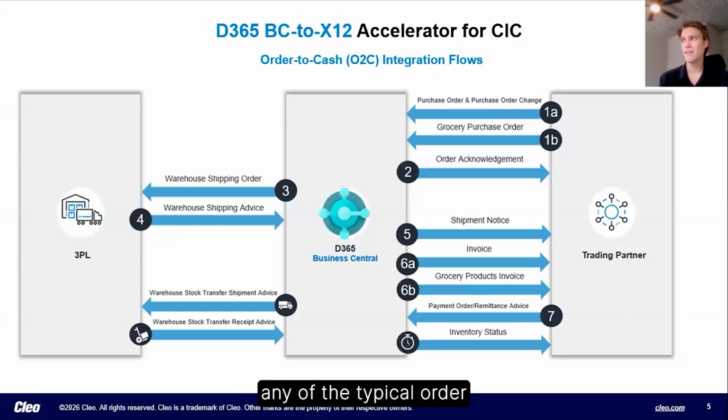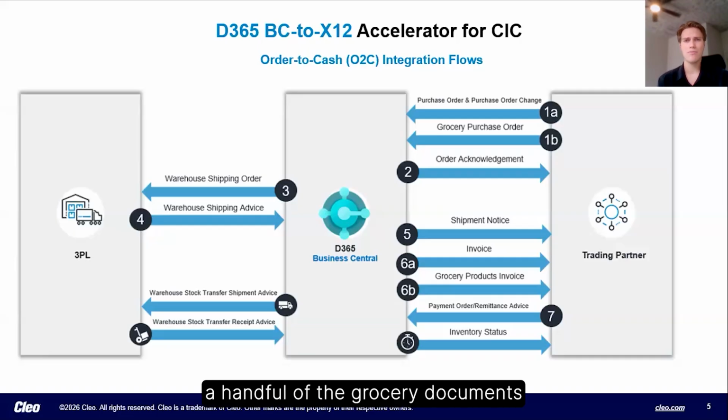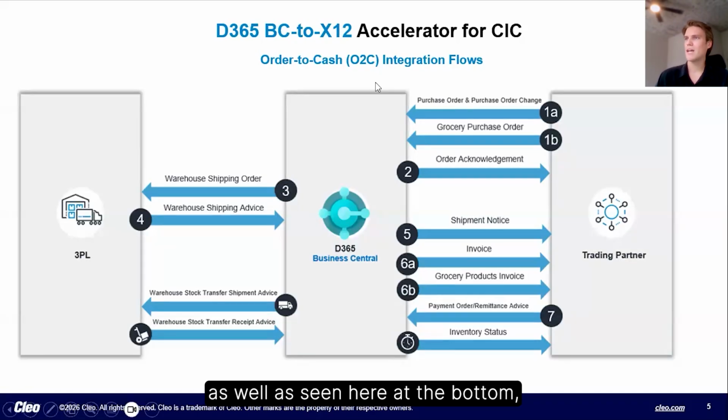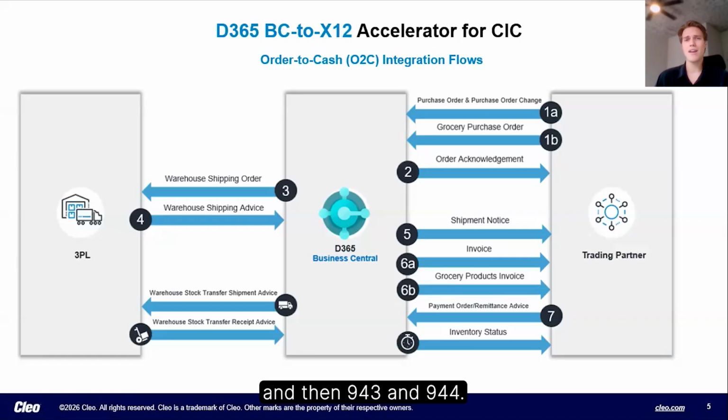So we support any of the typical order-to-cash processes, that being the 850, 855, 856, 810. Along with a handful of the grocery documents as well, as seen here at the bottom. Also supported by this accelerator are any of the 3PL communications. So those would be the 940, 945, and then the 943 and 944.